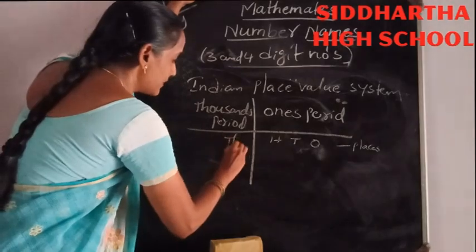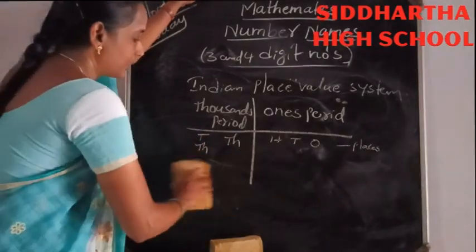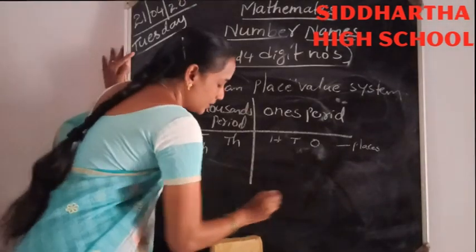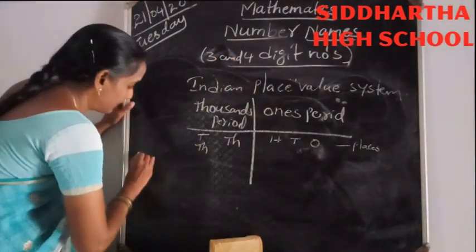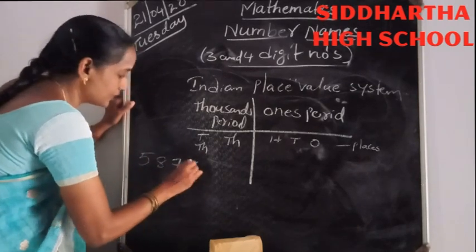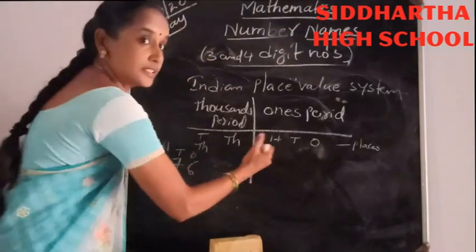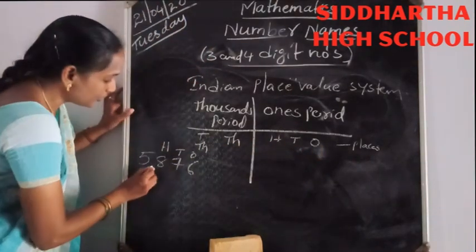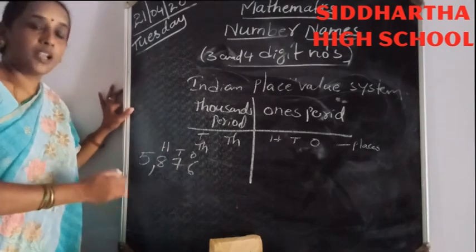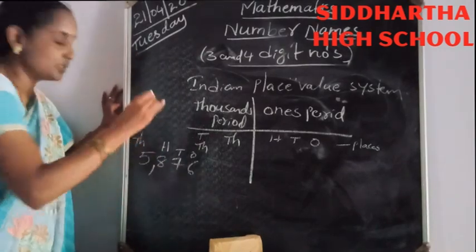Now here thousands period has thousands and ten thousands. That's why, always when you write the number, maybe 5, 8, 7, 6. Ones, tens, hundreds is a separate period. So you can put the comma and separate the period. Okay children, now this is the thousand.